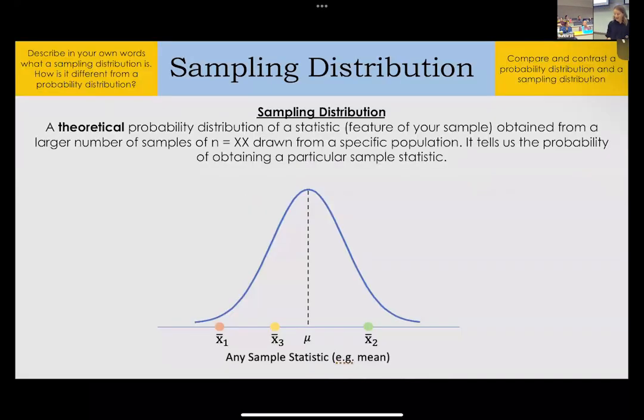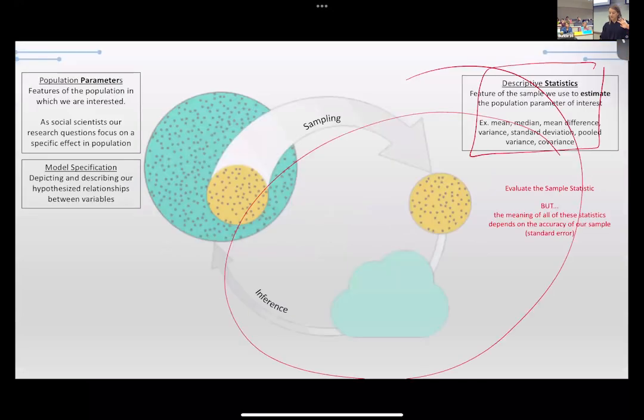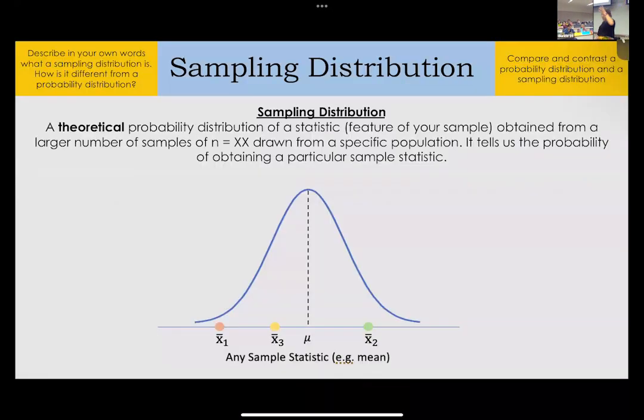No, you're fine. Cool. So sampling distributions. Sampling distributions are theoretical probability distributions of a statistic. Remember, we just described our sample. So we just got a bunch of statistics of our sample. So the sampling distribution tells us the probability of getting that statistic we just got, right, from a particular population. So it tells us the probability of pulling a particular sample statistic, right?